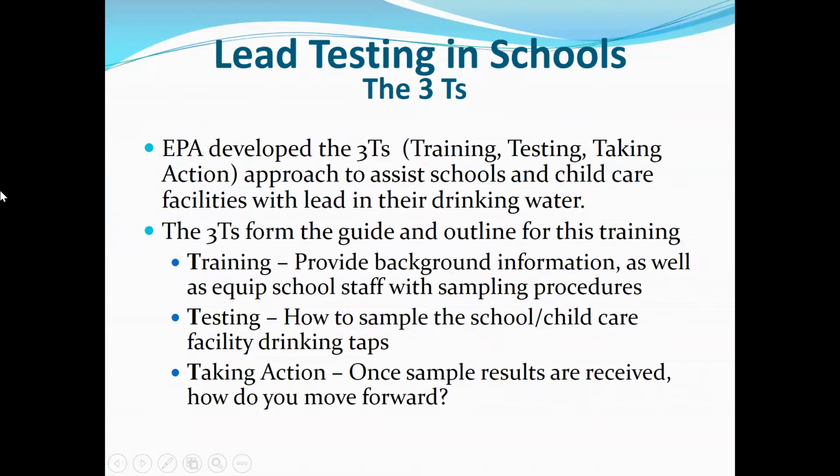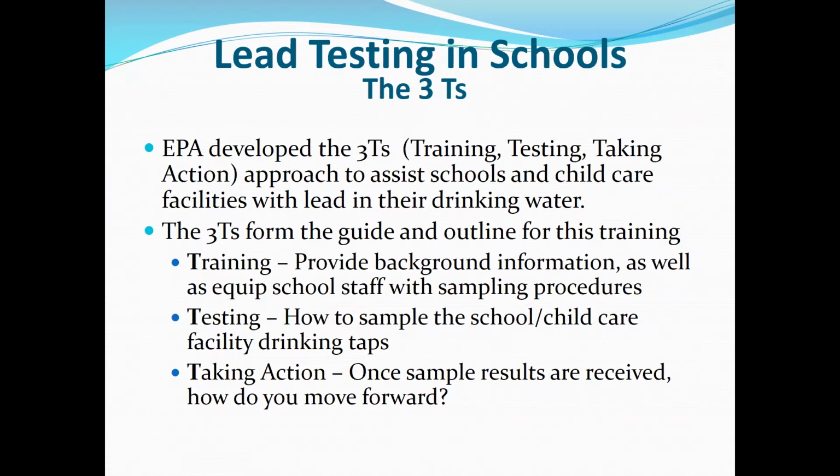So one of the first things we want to talk about are the 3 T's. And the 3 T's are a set of guidelines that EPA developed. They are training, testing, and taking action. And it's just a way to approach lead in drinking water. And those 3 T's kind of form a guide and an outline for this training today.